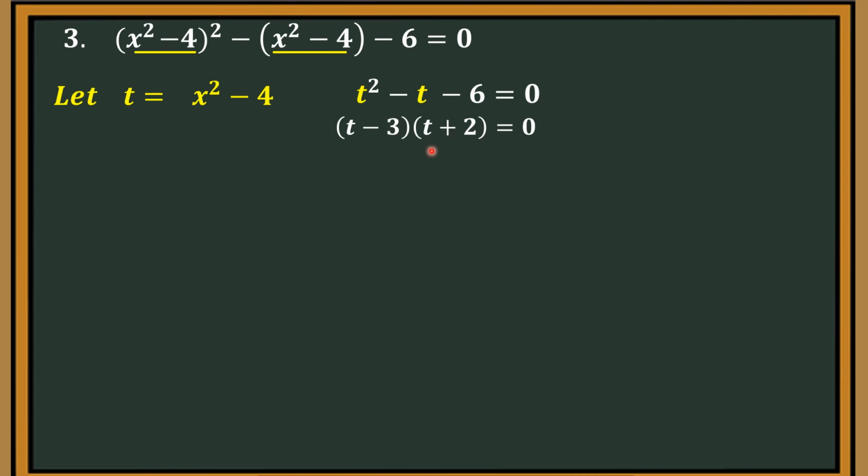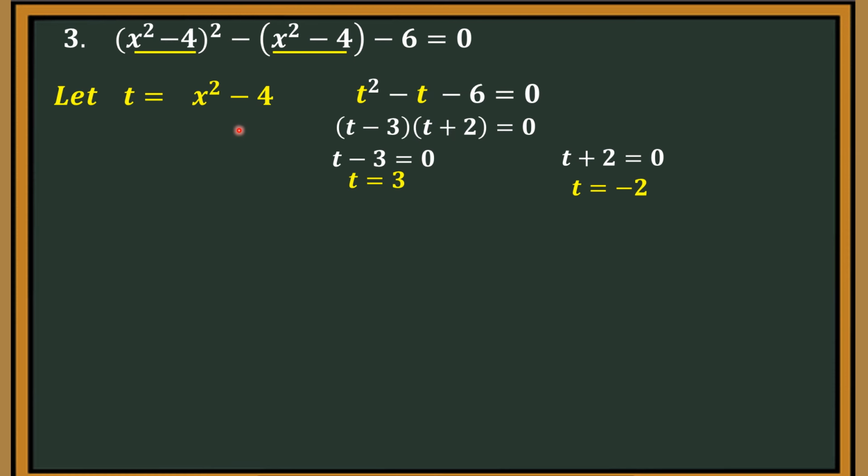Then, let us equate this to 0. T minus 3 is equal to 0. The other one, t plus 2 is equal to 0. Then, solve for t. Transpose negative 3 to the right side. So, it will become positive. So, t is equal to positive 3. The other one, transpose positive 2 to the right side. So, t is equal to negative 2. Hindi pa ito yung final answer.